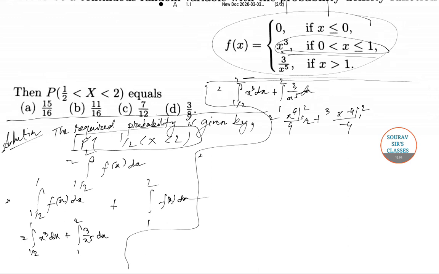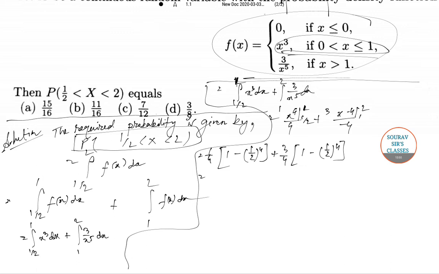Then we get 1 by 4 into 1 minus half to the power 4. Here, sorry, it should be 1 because we factorize the limit, half to 1, 1 to 2. That is 1 minus half to the power 4, and here we get 3 by 4, 1 minus half to the power 4.